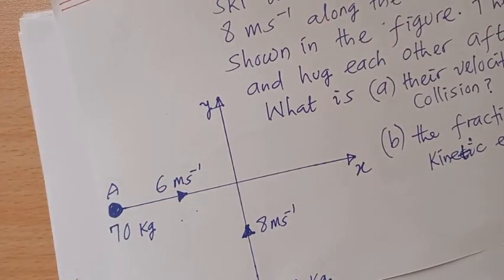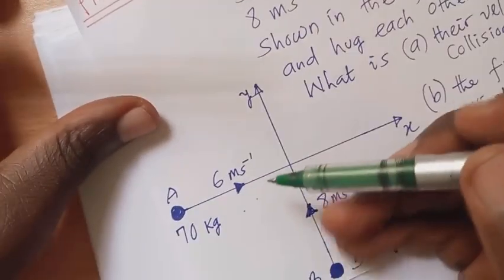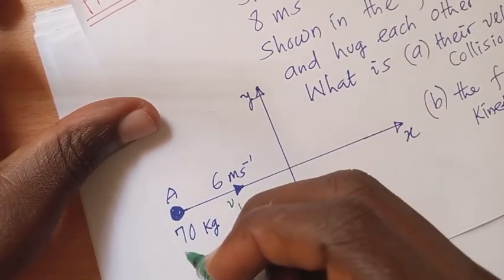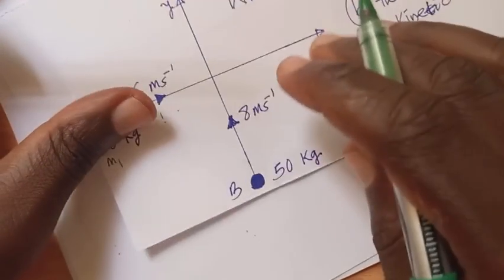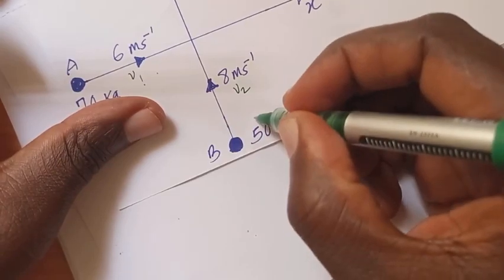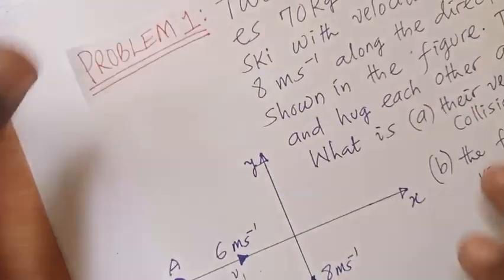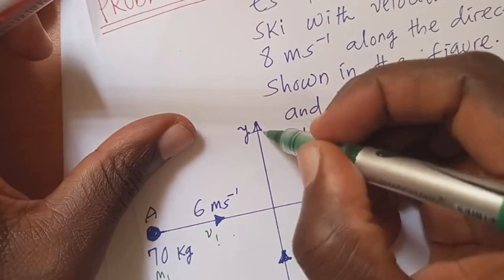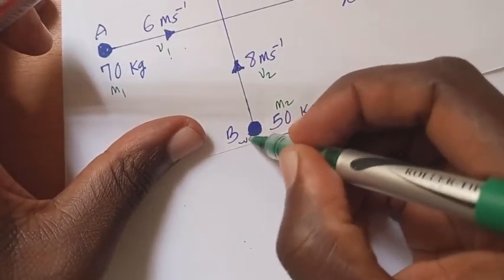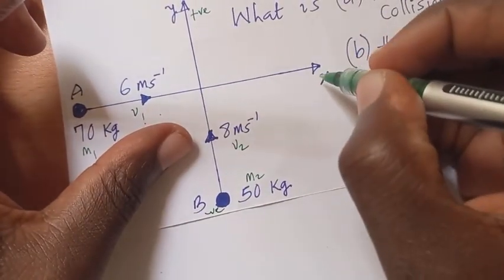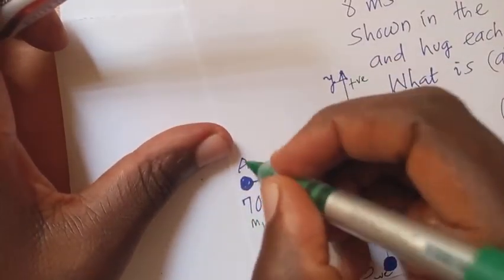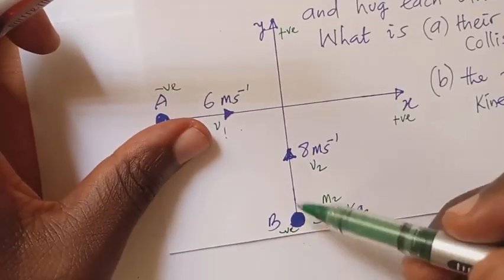How do we do that? Look at this one. This body A, let's say its velocity is v1 and its mass is m1. If we go to B, let's say its velocity is v2 and its mass is m2. And additionally, we are taking upward as positive and downward as negative, and then right as positive and left as negative. So let us look at body B.